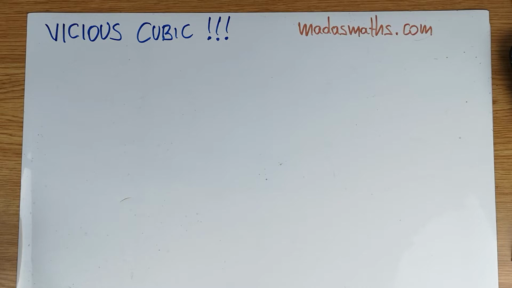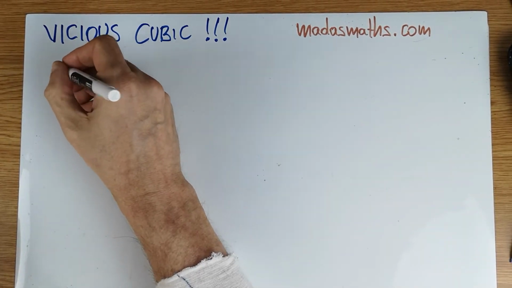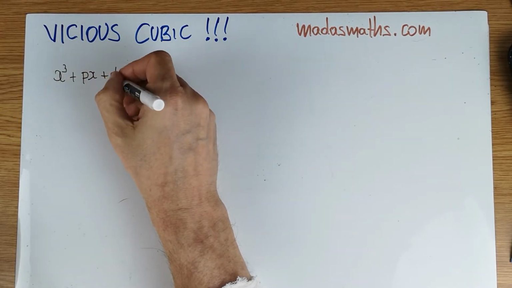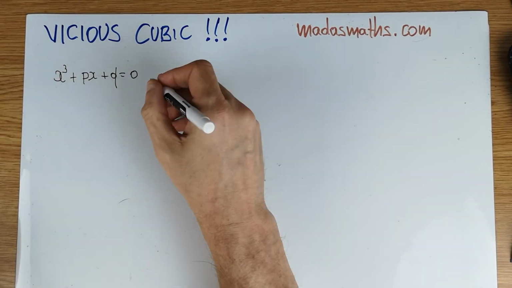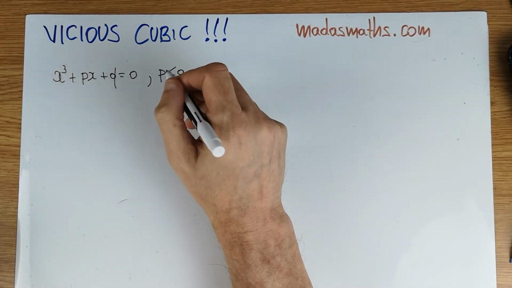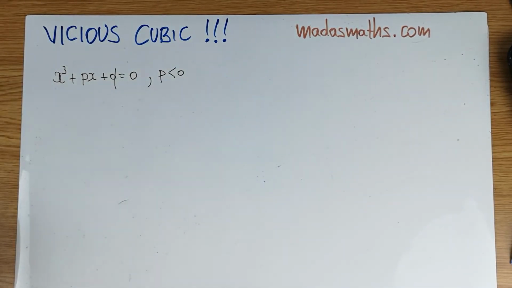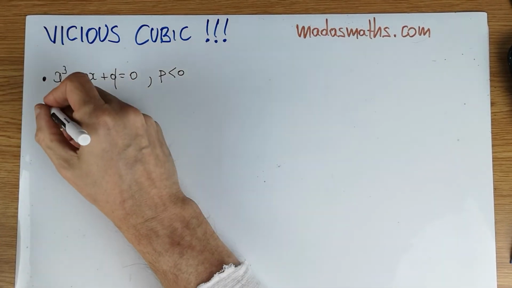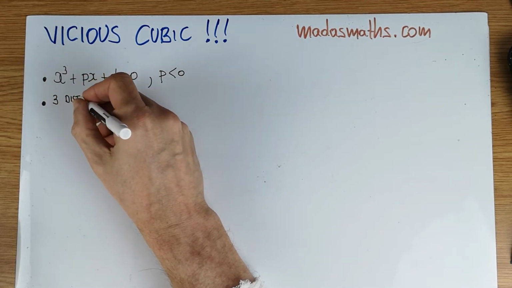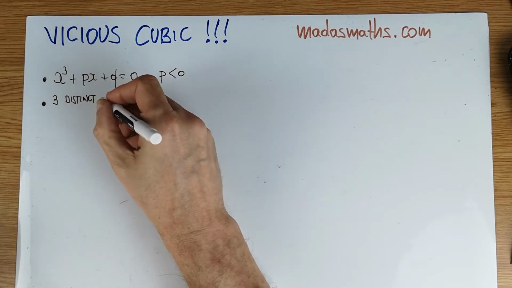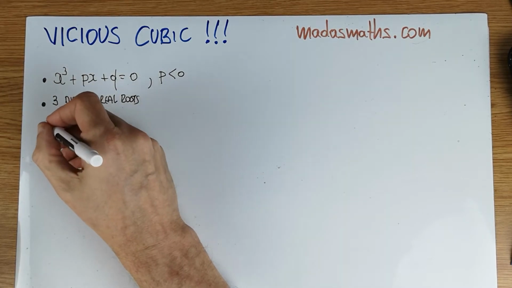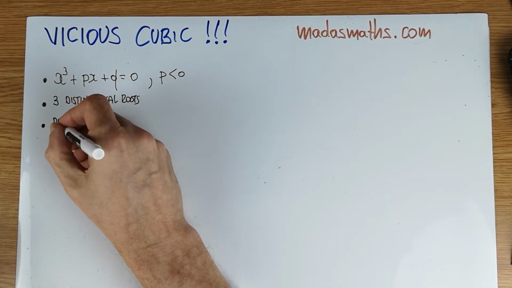So here we have a cubic, and the cubic has equation x cubed plus px plus q is equal to 0. p and q are real constants, where p is in fact negative. So that's a fact. Second fact, this equation has three distinct real roots. And the third is not a fact, it is to prove now.